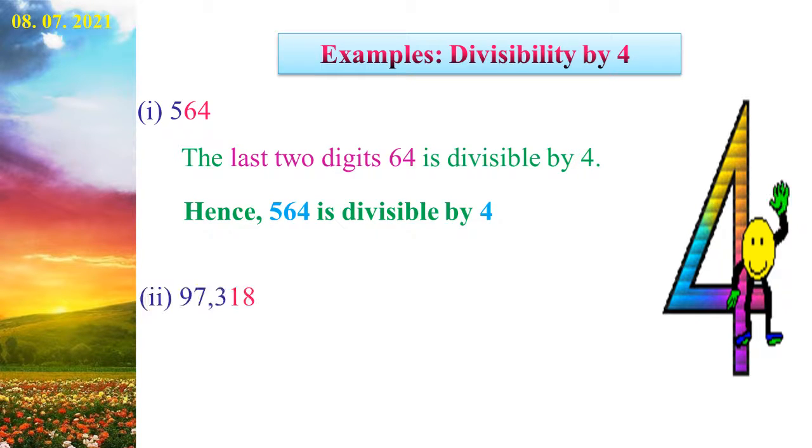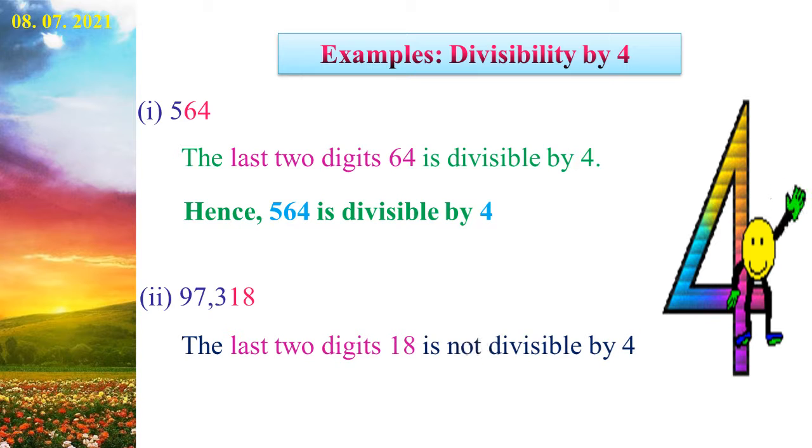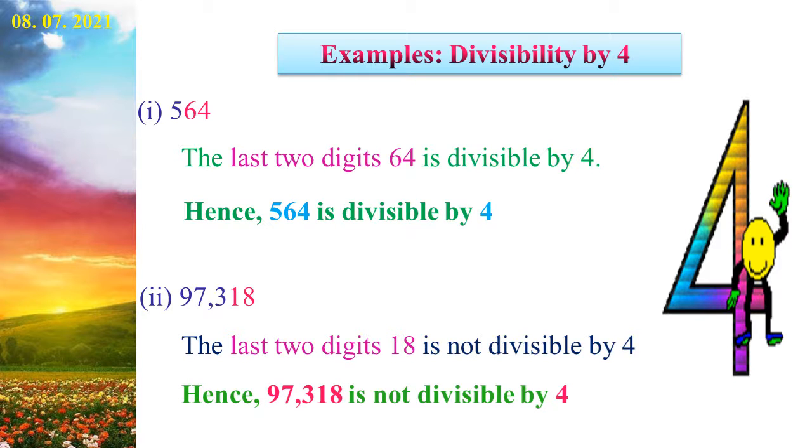Look at another number, 97,318. Here the last two digits are 18. We know that 18 is not divisible by 4. So the whole number 97,318 is not divisible by 4.